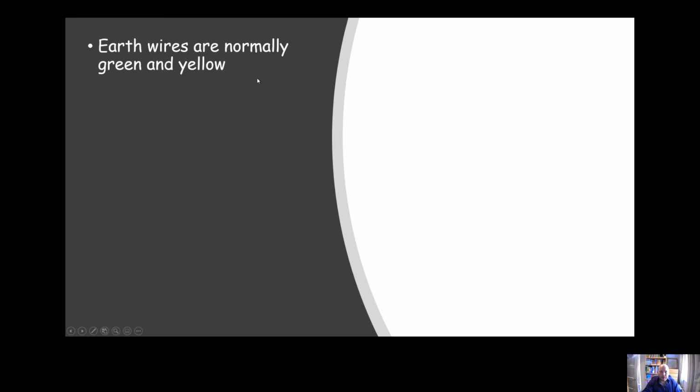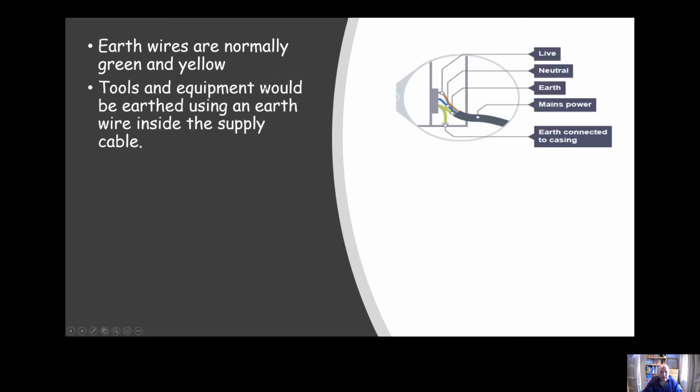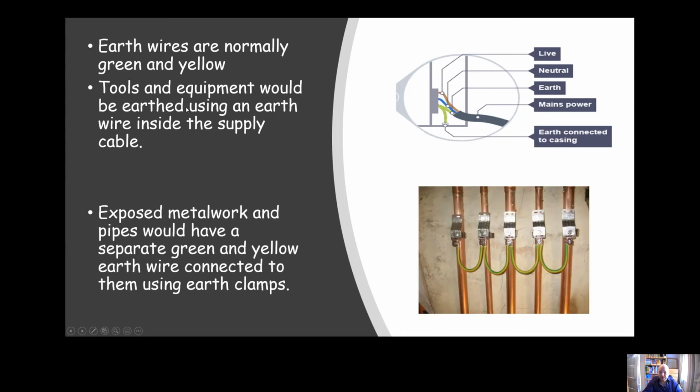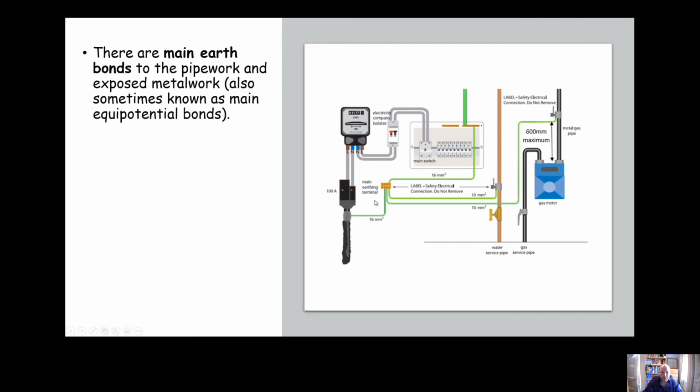Earth wires are normally green and yellow, as you probably already know, and tools and equipment would be earthed using the earth wire inside the supply cable. Exposed metalwork would have separate cables connecting it, like you can see here. An example shown here is an example of supplementary bonding, and we're going to talk about what that means very soon. Okay. Firstly, though, we're going to look at main earth bonding, or main equipotential bonding.